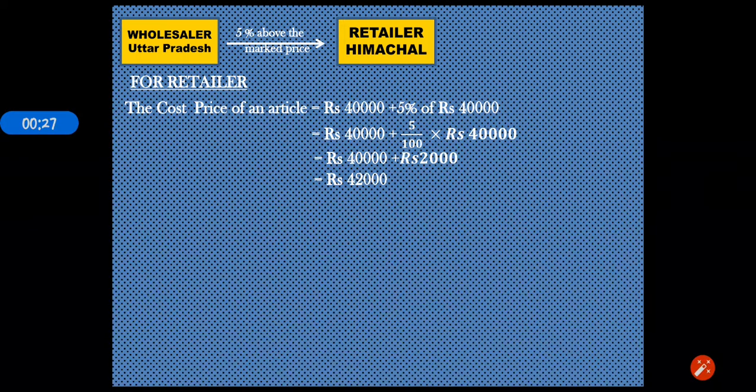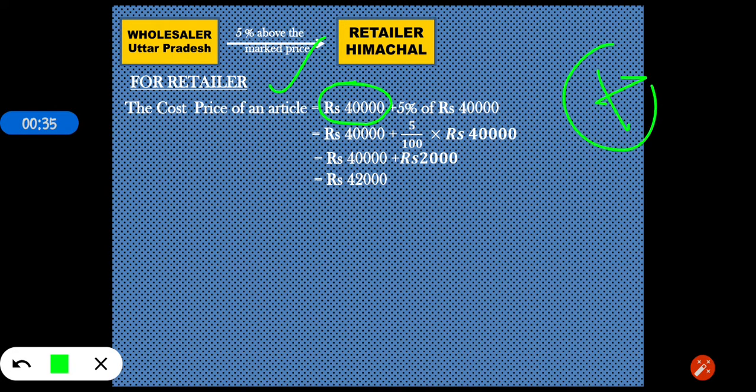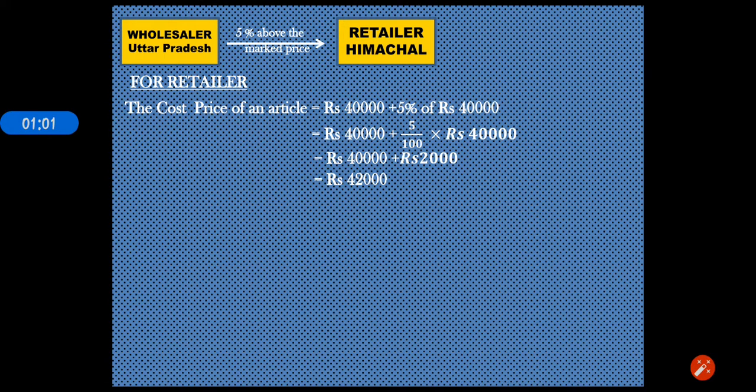So now for the retailer, the cost price of an article is rupees 40,000 plus, because it's above the mark price, 5% of rupees 40,000. 5% of rupees 40,000 is equal to rupees 2,000. So the mark price, that is 40,000 plus 2,000, is equal to 42,000. That is, for a retailer, the cost price of an article is equal to rupees 42,000.